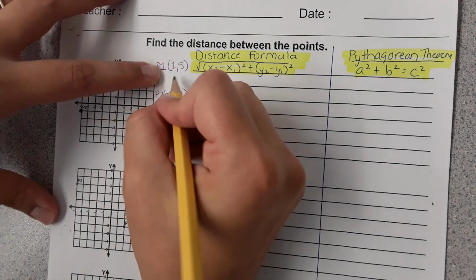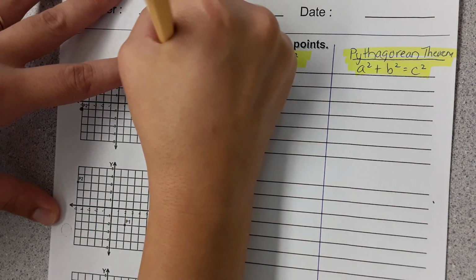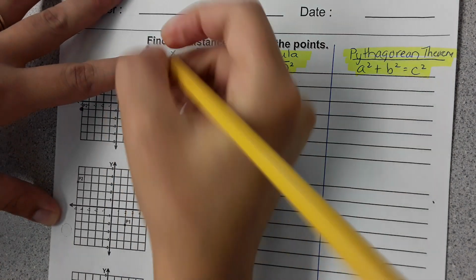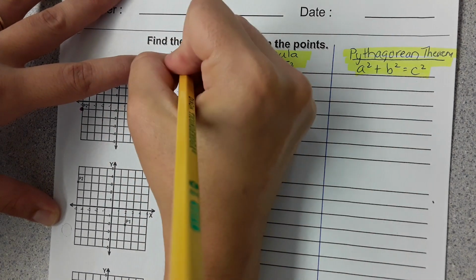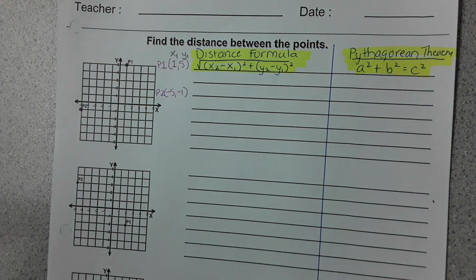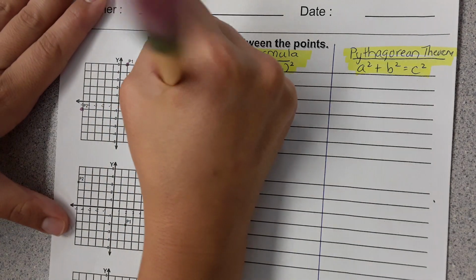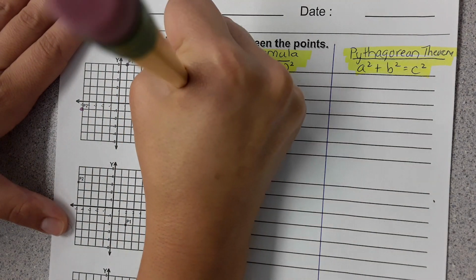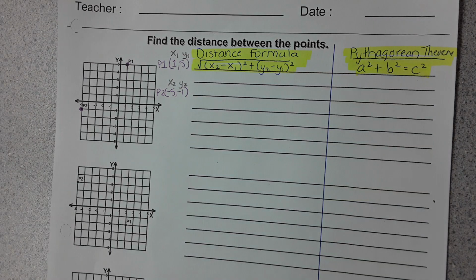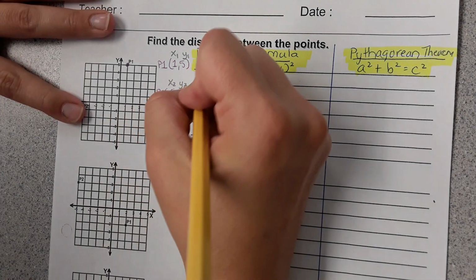Now for point 1, we know this is your x coordinate and your y coordinate, and we're going to identify that as x1 and y1. Make sure to label it because it makes the rest easy. And then for point 2, x2, y2. Now we just need to plug the numbers into the formula.